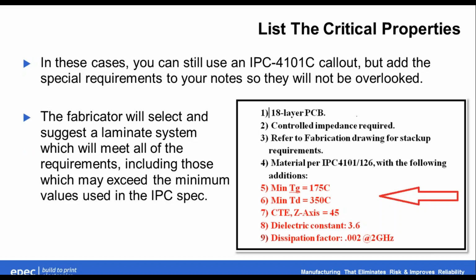So what you want to do in those cases is to list those critical properties separately. You can still use the IPC 4101C callout, but add the special requirements to your notes so they won't be overlooked. And the fabricator will then select and suggest a laminate system which will meet all the requirements, including those which may exceed the minimum values from the IPC spec.